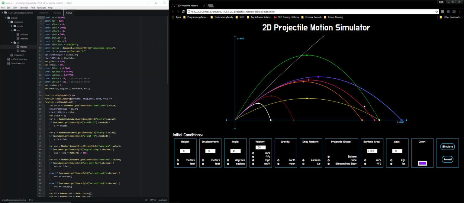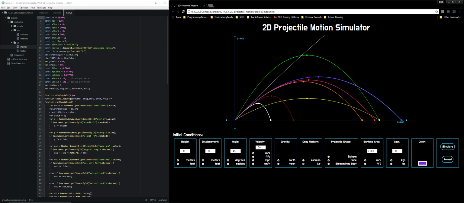So that's it in terms of demonstrating the functionality. There are a few modifications that I would like to make to this application. The first, and probably the most obvious, is to introduce a z-axis to make this a 3D projectile motion simulator. Another thing that would be really cool would be to add set projectiles.